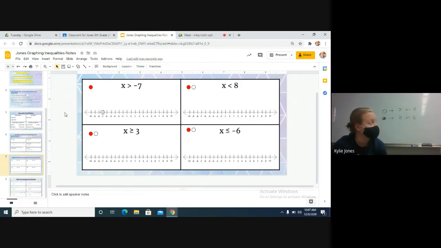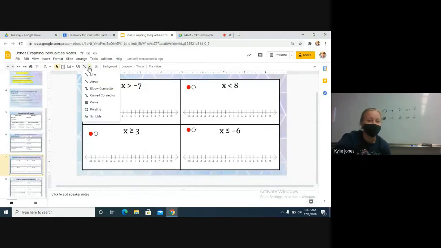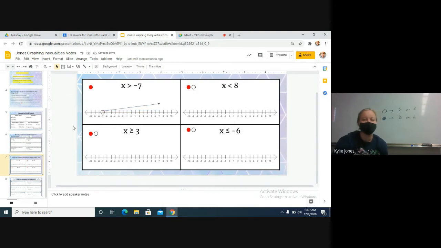Okay, so you put your open circle, and then we need to point our arrow to the numbers that are greater. So am I pointing my arrow to the left, where it gets more negative, or am I pointing it to the right, where it becomes positive? To the right. So remember to do that. You go up to the line tool, hit the drop down and select the arrow one. And then you start at the circle and point it to the right.